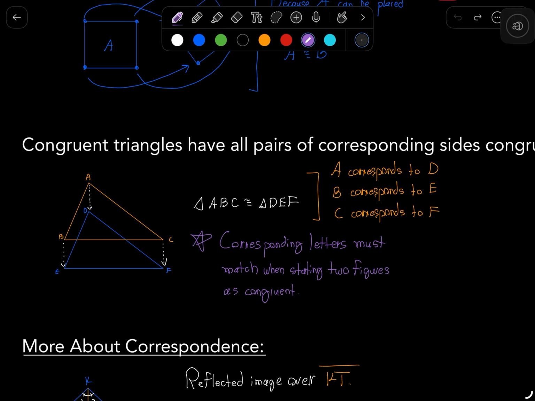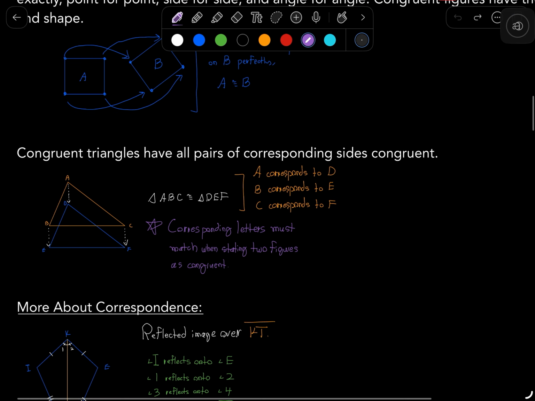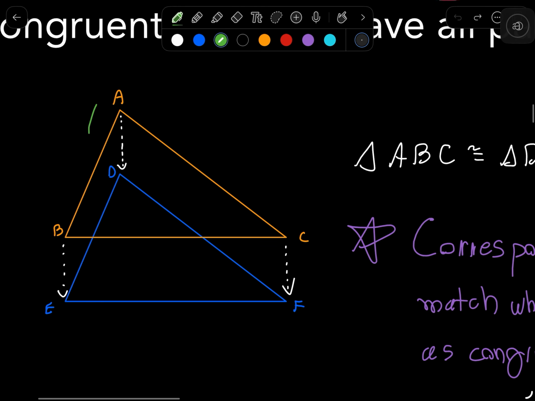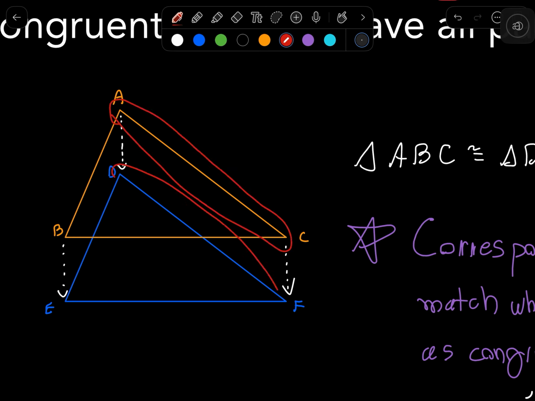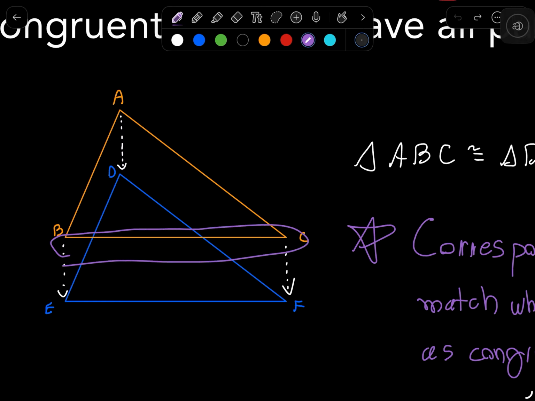What you'll see about congruent triangles is that all pairs of corresponding sides are congruent. What that means is AB is congruent to DE; they're corresponding, they lie in the same area. AC is congruent to DF, and likewise, BC is congruent to EF. Keep in mind, only corresponding sides are congruent. So, for example, you can't say that BC is congruent to AD.